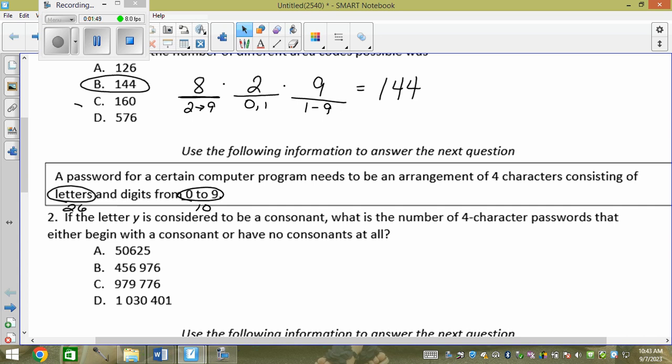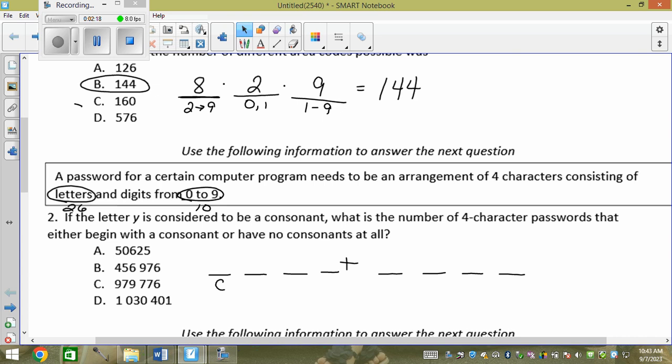So I know I'm sitting here with 36 options, maximum, that I can put in each blank, technically. Now I got to read. If the letter Y is considered to be a consonant, that means that A, E, I, O, and U are the only vowels. There are 5, and then there are 21 consonants, right? What is the number of 4-character passwords that either begin with a consonant or have no consonant at all? So they begin with a consonant or no consonants, right?